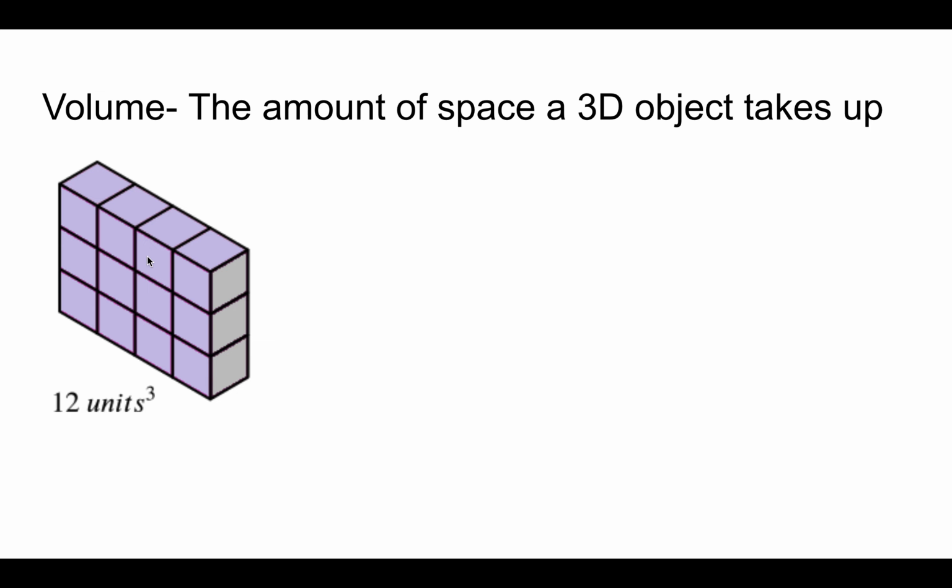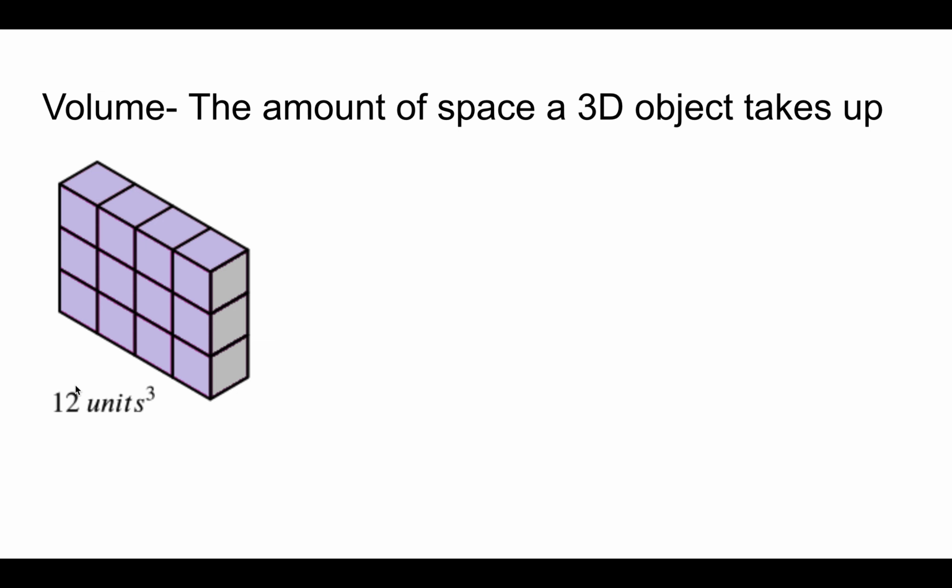Just like with area, there are some shortcuts we can use in order to make it a little bit faster than just counting all of the blocks. So in this case, I can say that I have 4 blocks along the bottom, and then I have 3 layers tall. So 4 on the bottom times 3 layers equals 12 blocks.